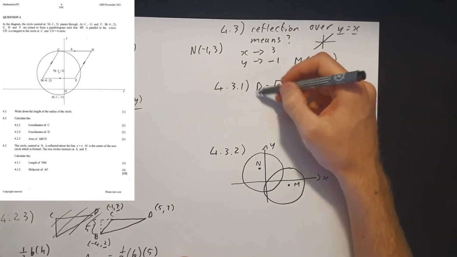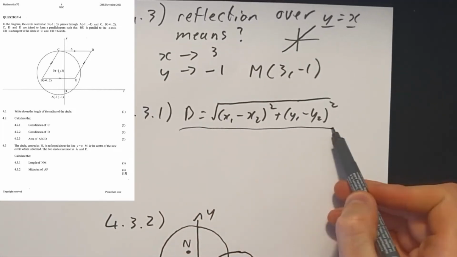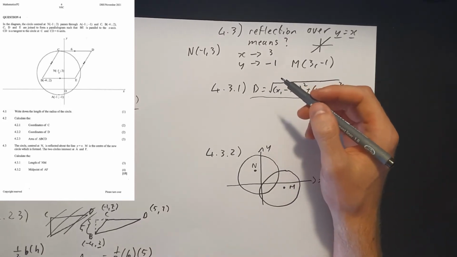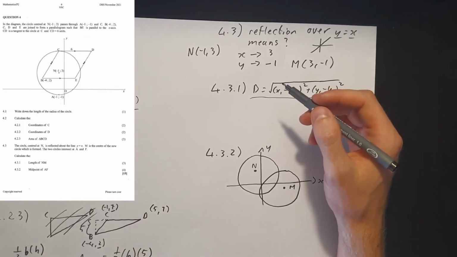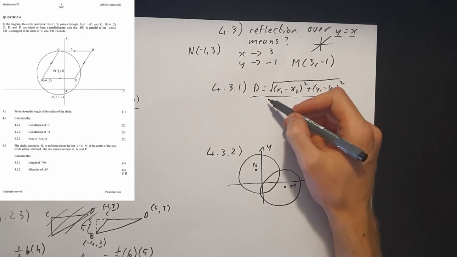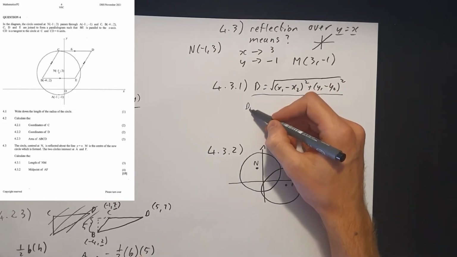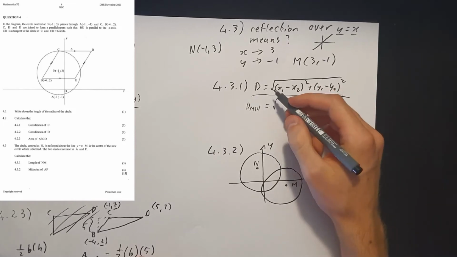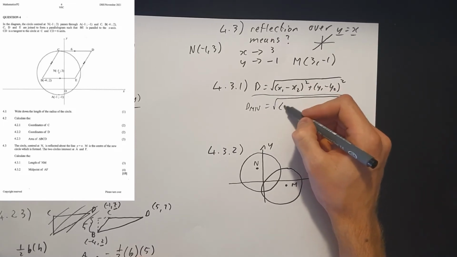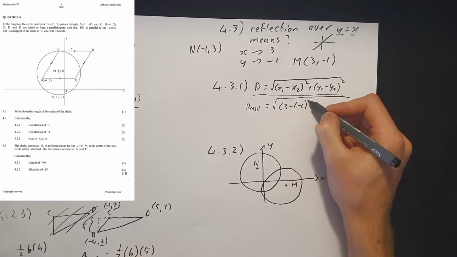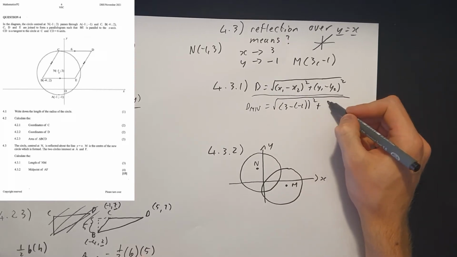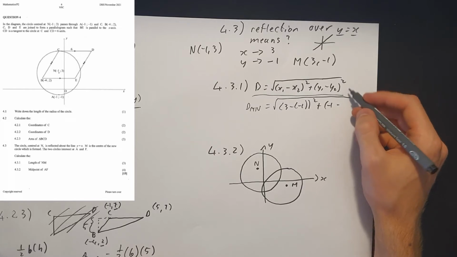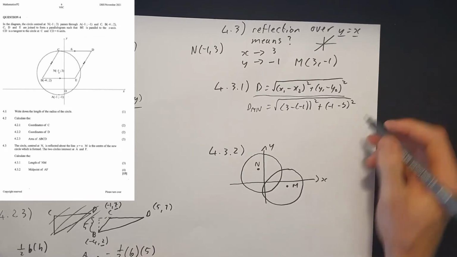Okay, now they want you to find the distance between M and N. So we're going to use our distance formula over here. All we have to do is plug in the values. If we plug in those values, we're going to get the following. The distance of MN is going to equal the square root of (3 minus -1) squared plus (-1 minus 3), and that's going to all be squared.